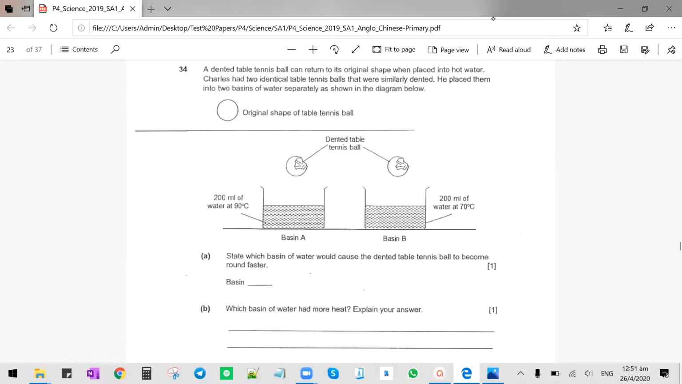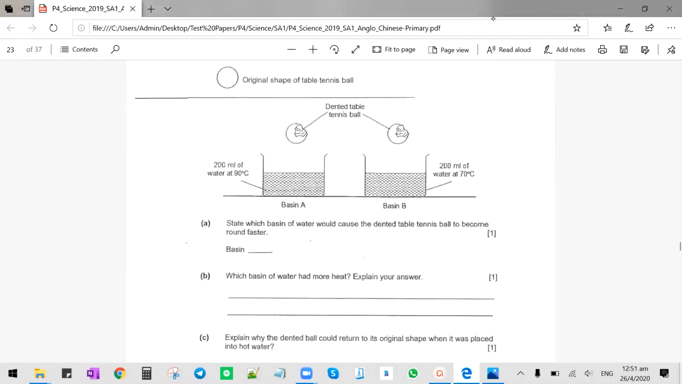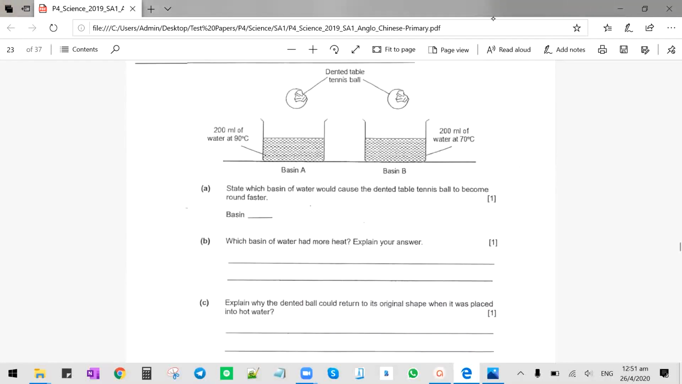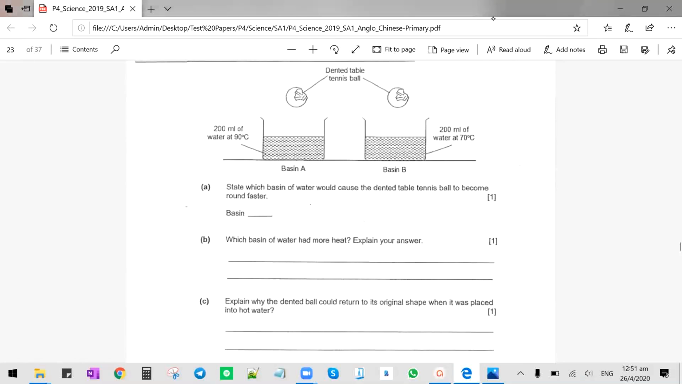34. A dented table tennis ball can return to its original shape when placed into hot water. Charles had two identical table tennis balls that were similarly dented. He placed them into two basins of water separately, as shown in the diagram below. Basin A is at 90 degrees, also 200 milliliters. Basin B is at 70 degrees.